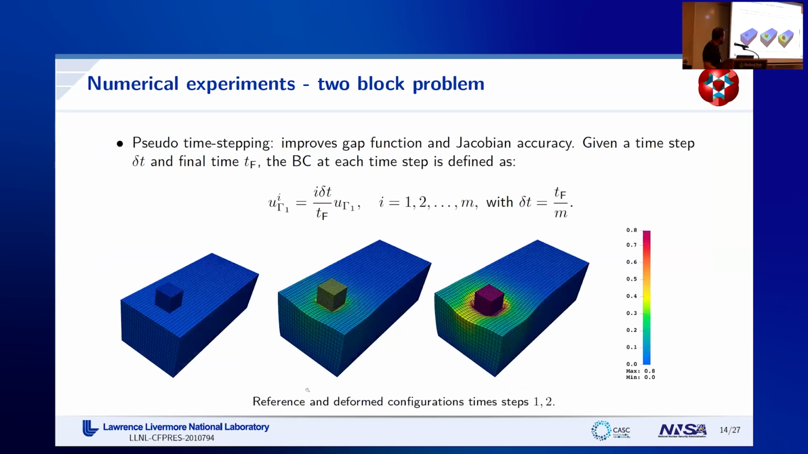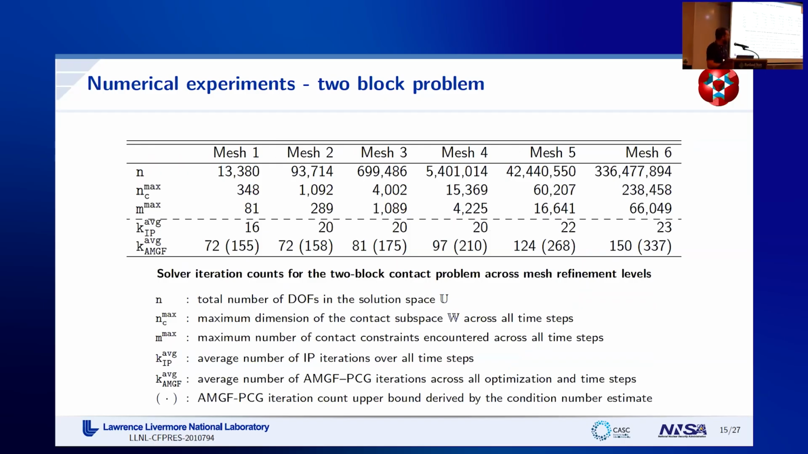So let's go back to the first example I gave. A little detail here: we also do some pseudo time stepping, only because we want to be more accurate with respect to the Jacobian with the gap function. We will update the contact gap and the Jacobian. For this I think we use only 2 time steps, and you see the deformed configurations in the time steps. And let's see how it performs under uniform refinements.